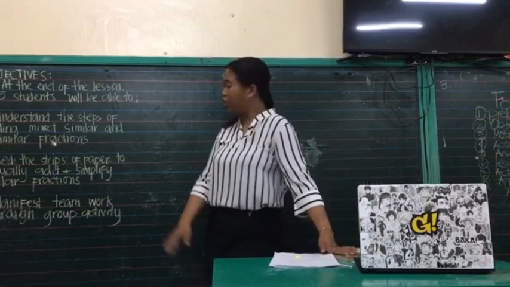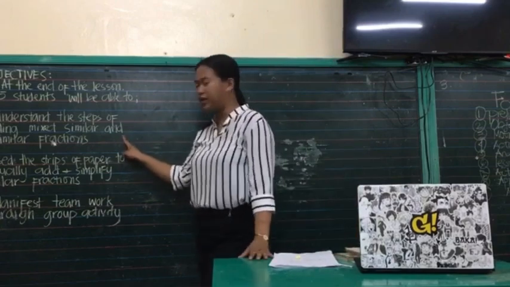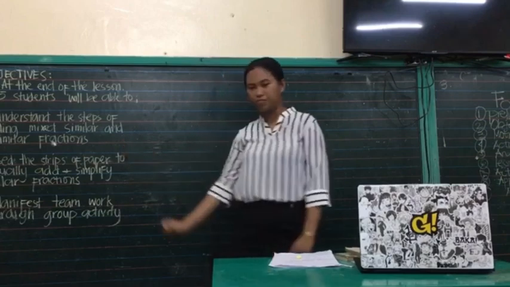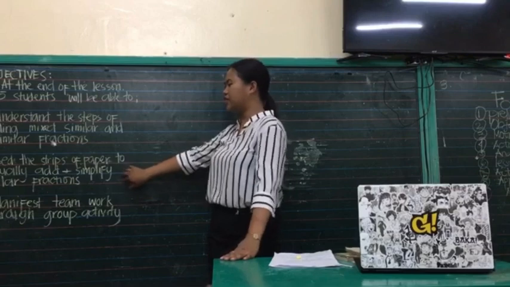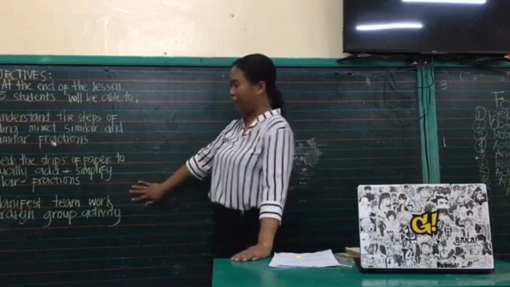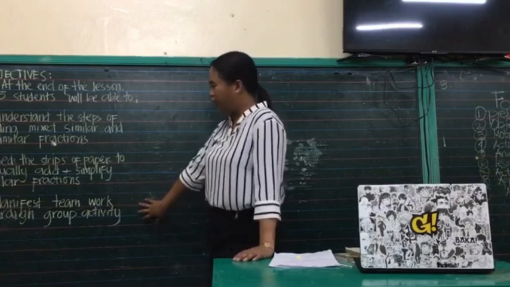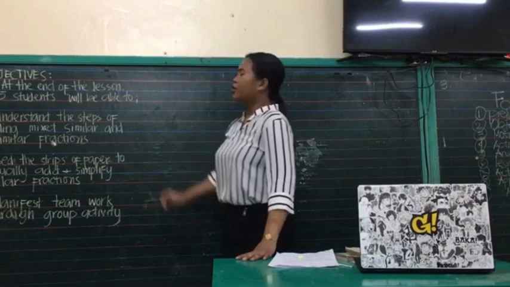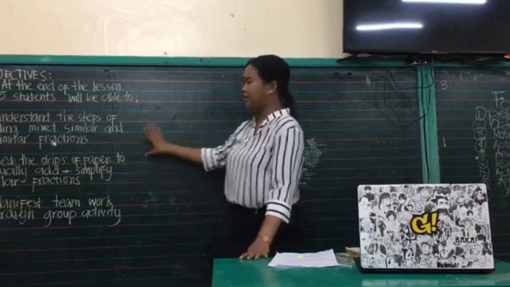Now, let's go back to our objectives. For today's lesson, did we understand the steps of adding mixed similar and dissimilar fractions? Did we use the strips of paper to equally add and simplify similar fractions? That was your activity kanina. And then, did we manifest teamwork through group activity? So, we are able to achieve our objectives for today's lesson.